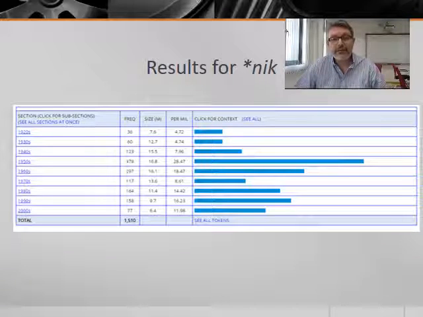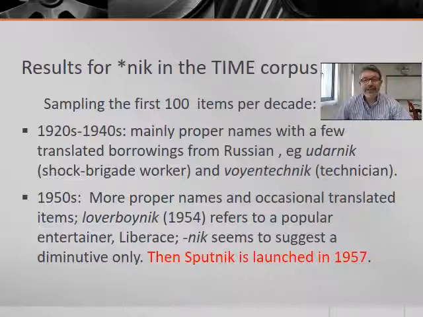And you can see that from a fairly modest number of occurrences in the first half of the century, there's a big leap in the number of -nik suffixes in the 1950s, and then it slowly tapers off in the decades that follow. Okay, so let's take a look at the results in more detail. If you sample the first 100 or so occurrences in each decade, then the following patterns should become evident.